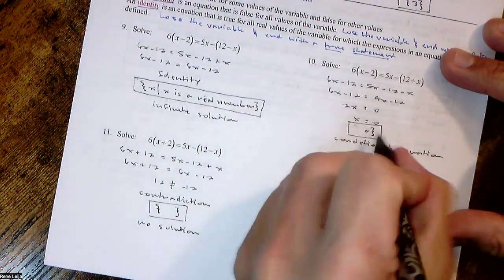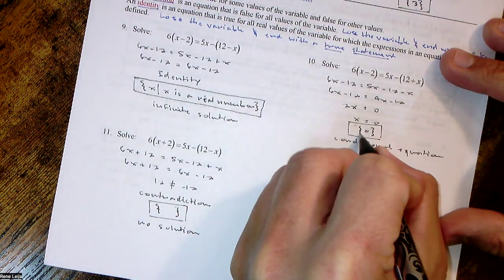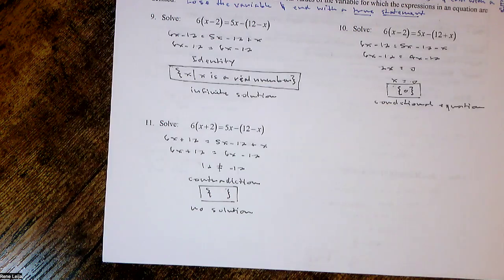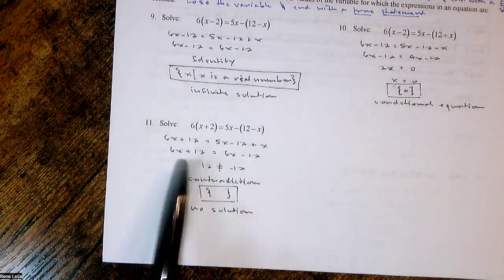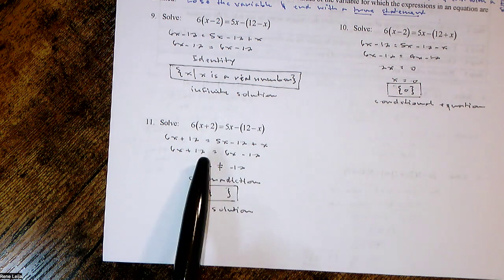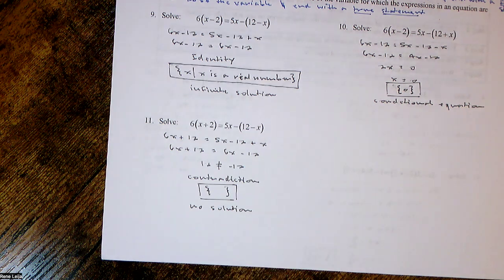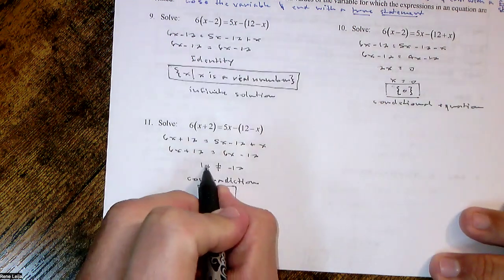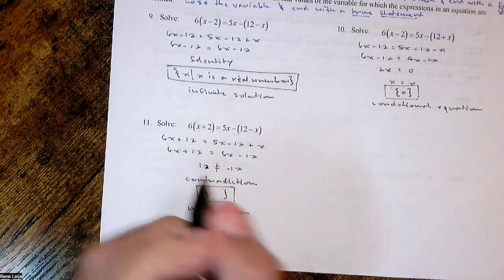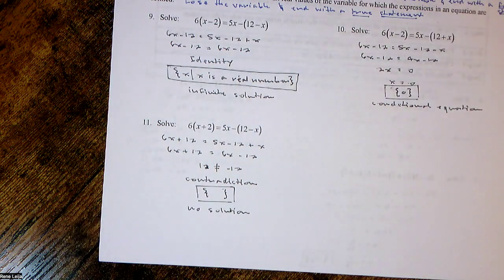And then number 11, we end up with the false statement. After we move our variables together, we lose the variables. I add a 6x to both sides, so they're gone. And that leaves me with 12 equals negative 12, which is not true. So that's a contradiction, which means we have the empty set. And that is a no solution.